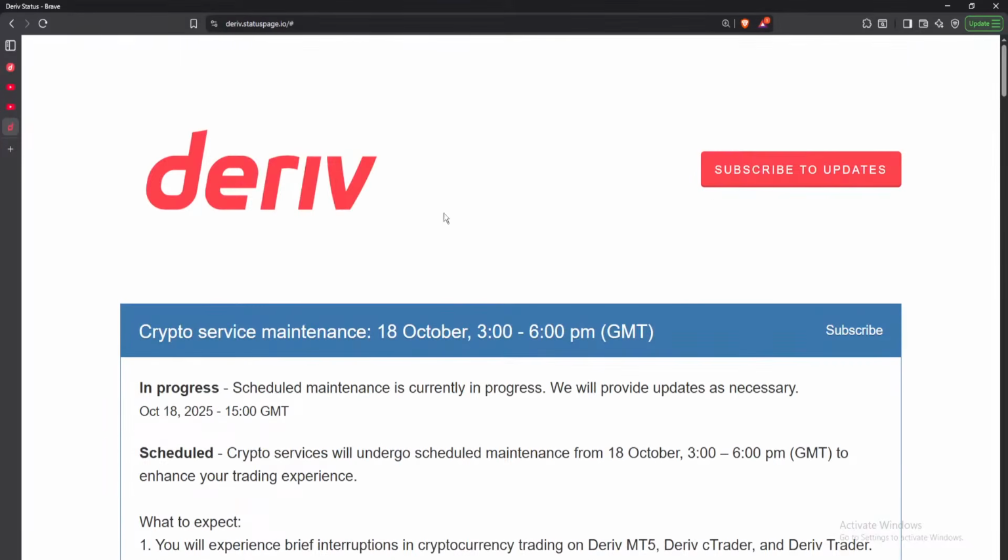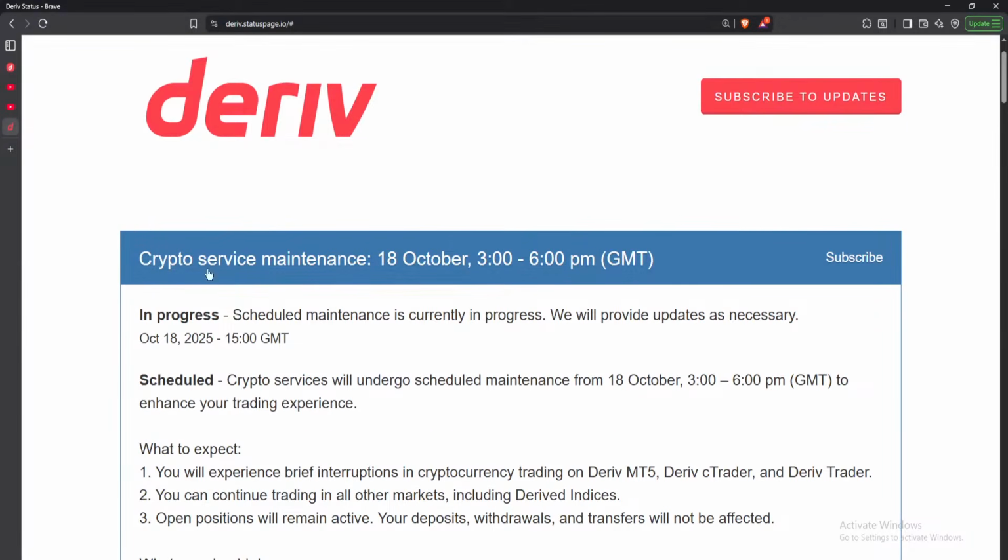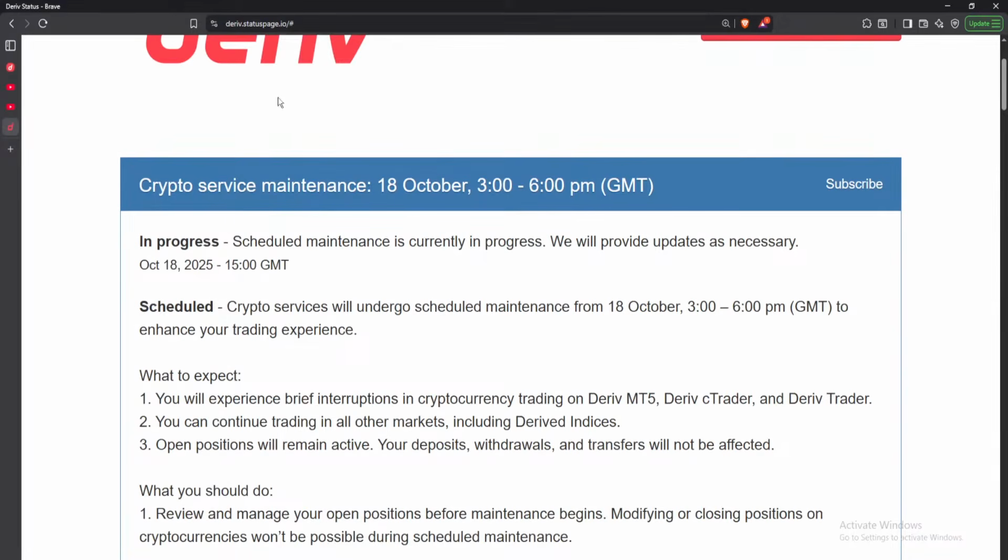As I've said, every day when I wake up, this is a routine that I have. I wake up, I open the Deriv status page.io, as you can see right now, and then I start scrolling. First of all, if there is a maintenance, Deriv will post it right here. There is a service maintenance scheduled on 18th October, which is today, from 3 p.m. to 6 p.m. Greenwich Mean Time. If you are a trader and you do not come to this site, you will not know this is happening. And if you're a crypto trader and you end up trading crypto today, you'll end up making losses because they're doing maintenance.